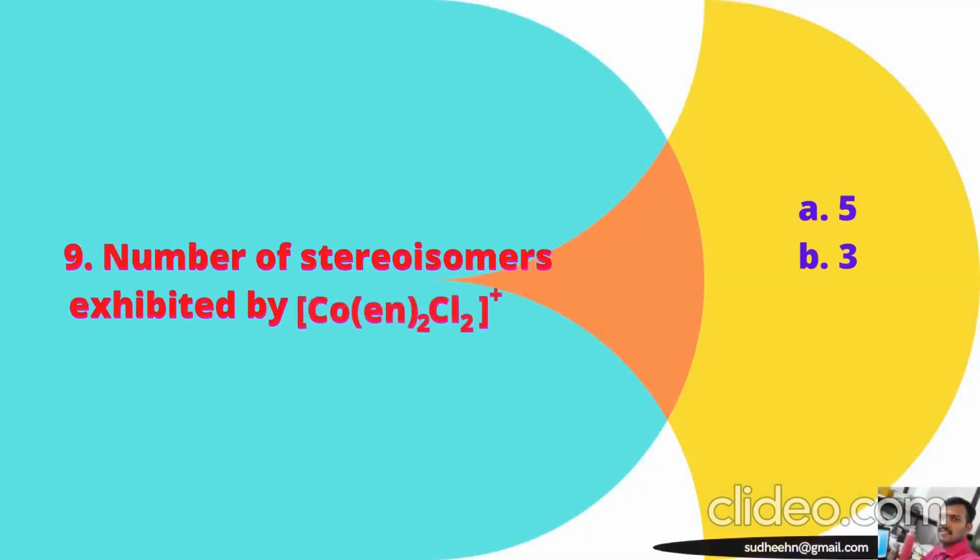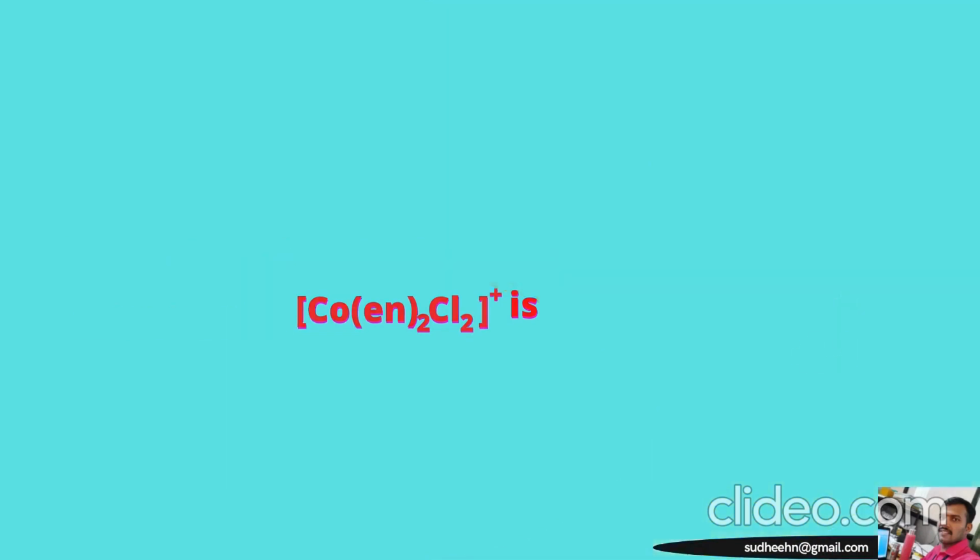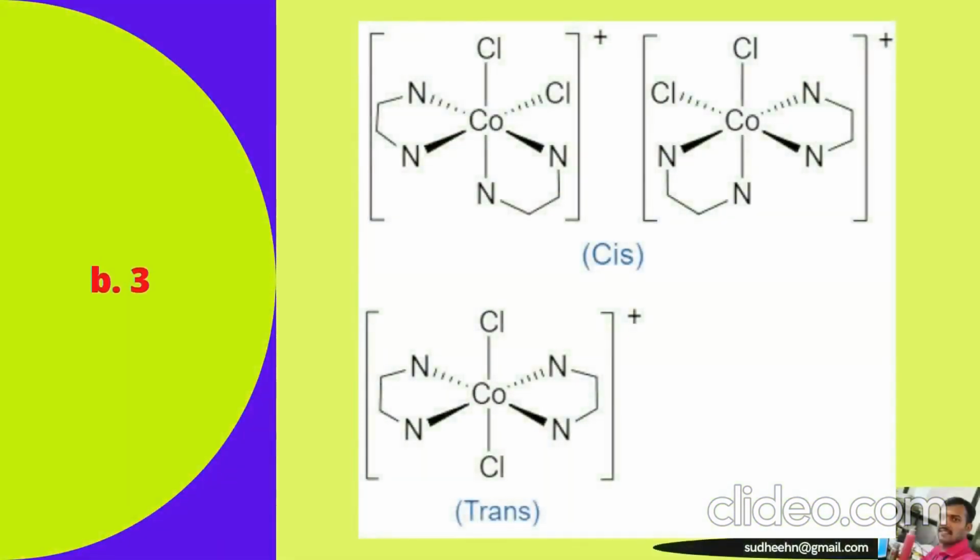Next, question number 9. The number of stereoisomers exhibited by dichlorobis(ethylenediamine)cobalt is: option A 5, option B 3, option C 4, and option D 2. And the right answer is option B, because it is available in both cis isomers as well as trans isomers. Hence, the option is B, that is 3.